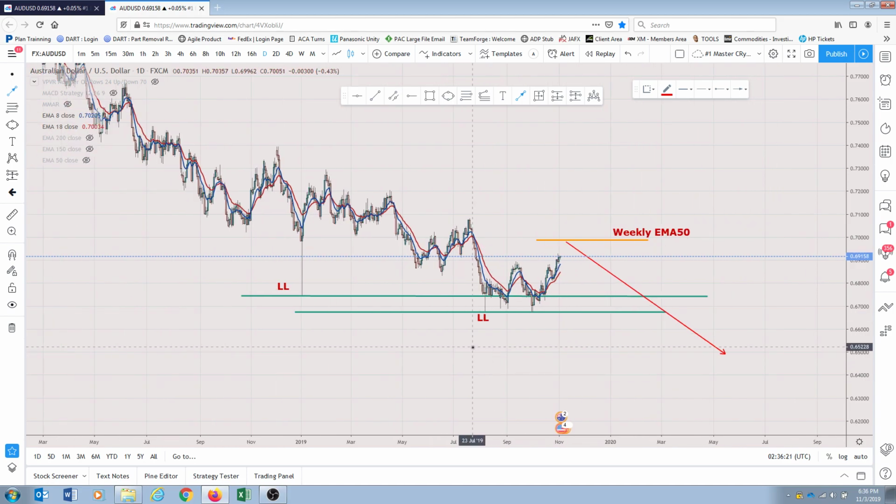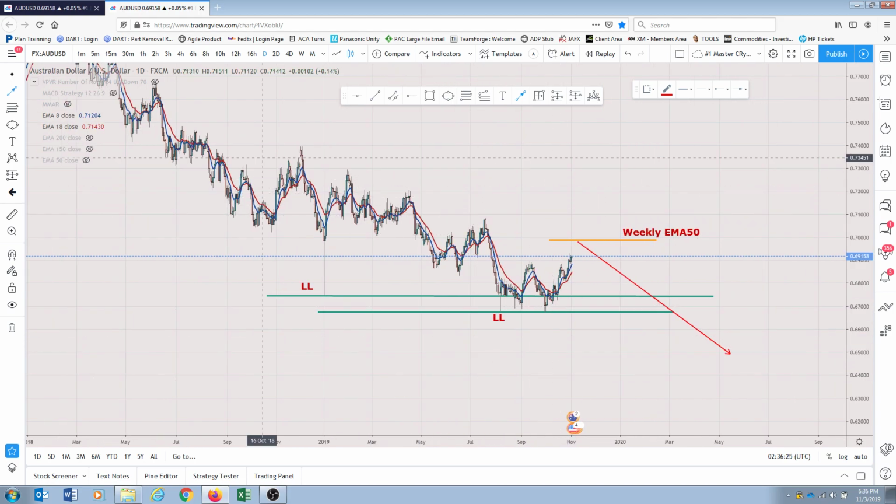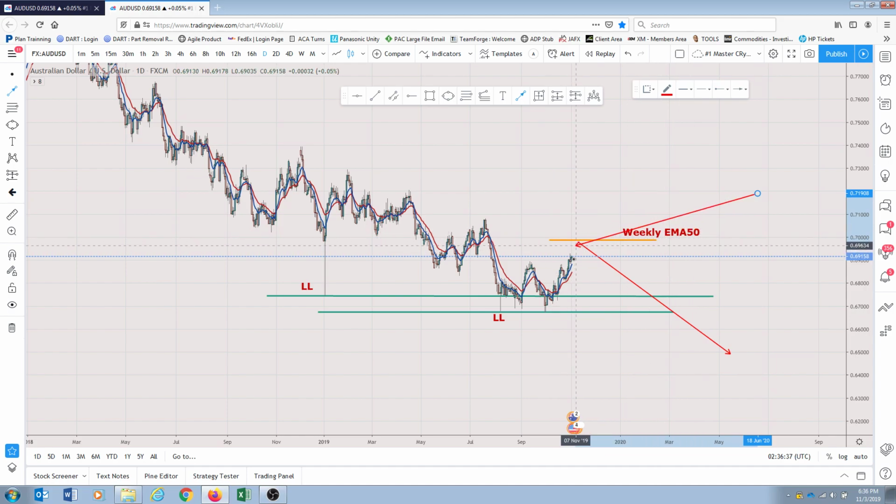So pretend that I don't have all my support and resistance drawn in, but we could have some support and resistance drawn in here. And now I also have a notation here, weekly EMA 50. Well, weekly is a significant level, so I'm going to be watching to see what happens around this level.